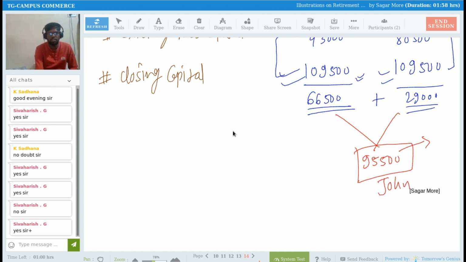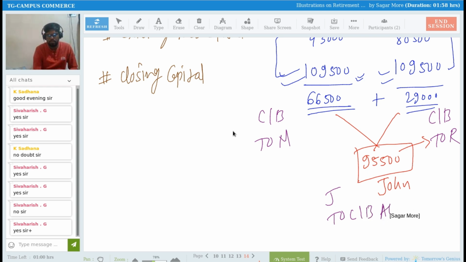So you can pass separate journal entries. Cash or bank account debit to Nandan, cash or bank account debit to Rosa, and John account debit to cash or bank, right? And this is the correct answer. Sadhana, Shivarish, getting both same answers.